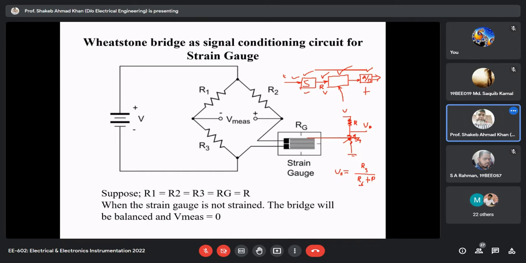What else will it be? Anything more? No reply? It will be the voltage that you supplied. So as the RS will vary, your V naught will vary. But although this is fine, it is fine to all of you? Yes sir. Yes, okay.